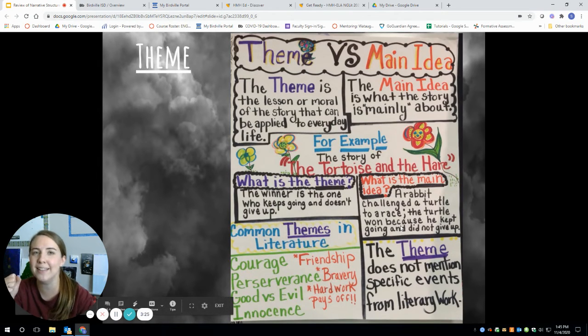The main idea is what's specifically happening in that story with those characters. So a rabbit challenged a turtle to a race. The turtle won because he didn't give up. Other common themes include courage, perseverance, innocence, the idea that hard work pays off. Theme does not mention specific events in the story. It's that overarching idea again.